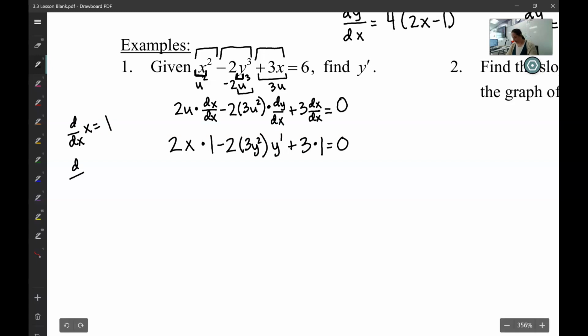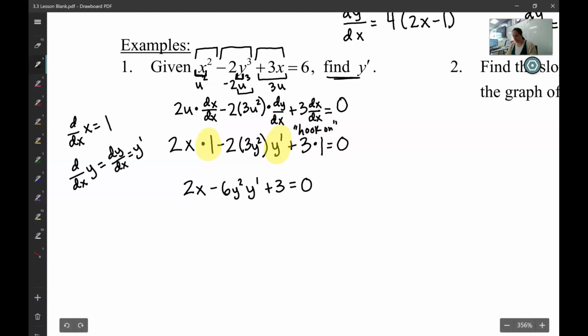But the derivative of y is dy/dx, or y prime. So anytime you take that derivative of y, you need to add this little hook on, y prime. When you're taking the derivative of x, your hook on is dx/dx, or 1. So you don't really need that hook on. But if it's a y, you need that hook on of y. So if I simplify this further, I get 2x minus 6y squared y prime plus 3 equals 0.